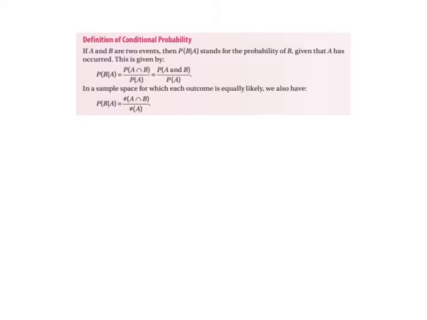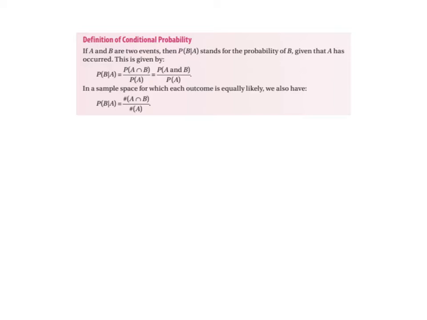So just to recap the last slide, here is a formal definition. It says if A and B are 2 events, the probability of B given A stands for the probability given that A has already occurred. This is given by, as you can see from what we did in the previous one, it's just put into words for you. And again, for an equally likely sample space, we also have this definition here. It's exactly the same thing.